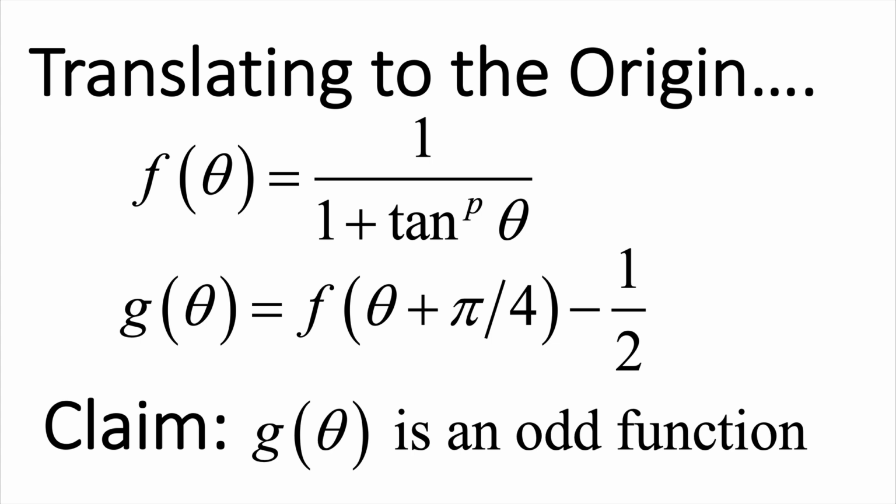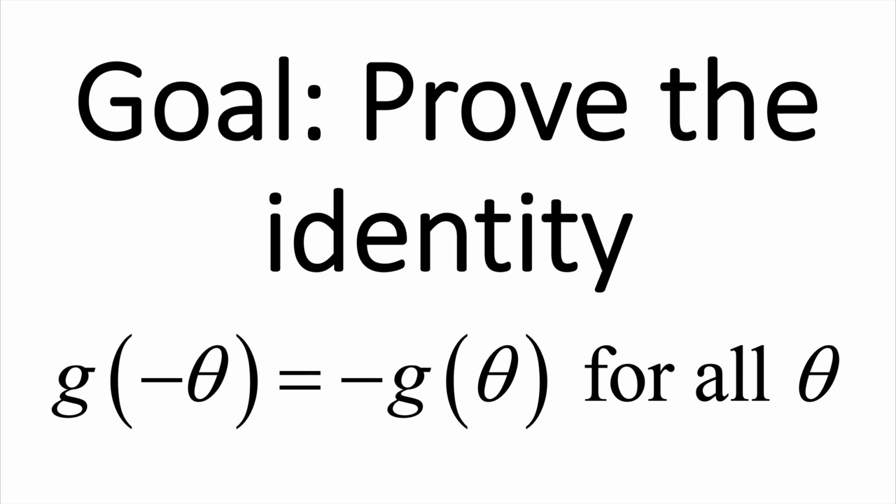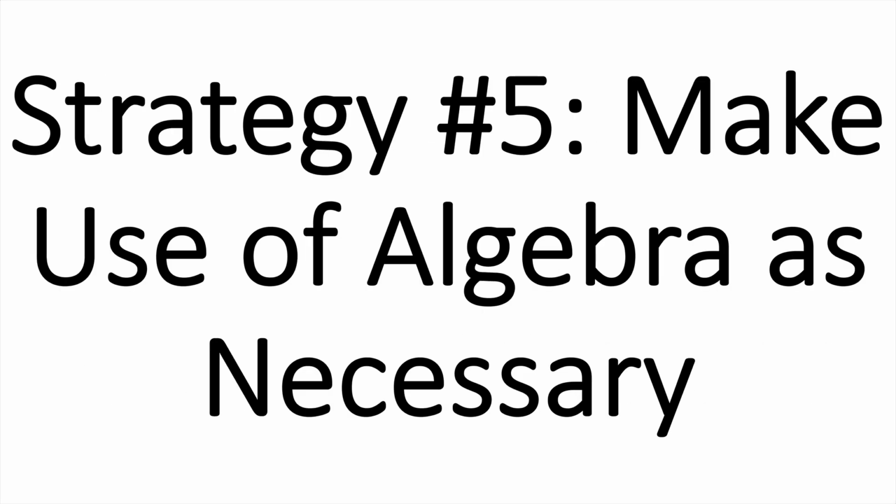After all, when you integrate an odd function over an interval centered at the origin, you get 0. Our goal then is to prove the identity that g of negative theta equals negative g of theta for all possible values of theta. Besides needing trigonometric identities again, another strategy we'll use is to make use of algebra as necessary, possibly some kind of tricky algebra. Your algebra skills need to be good.